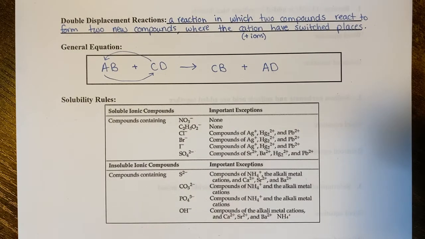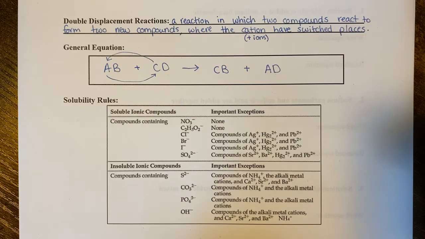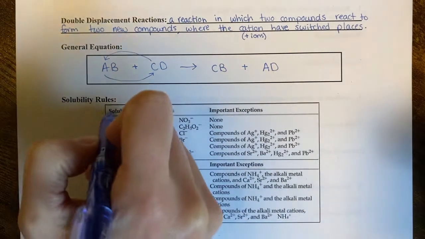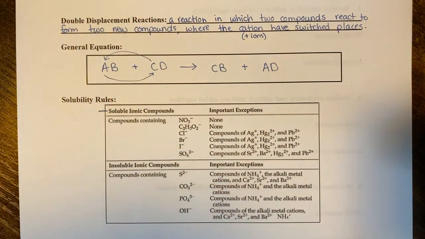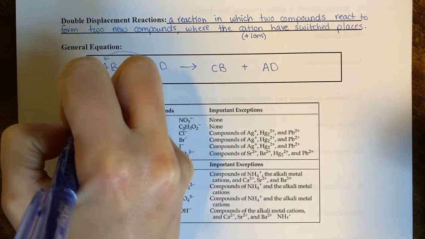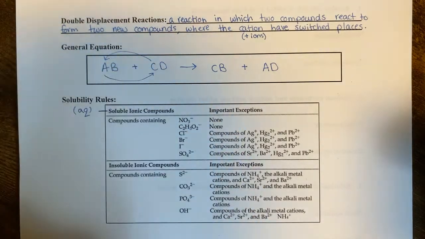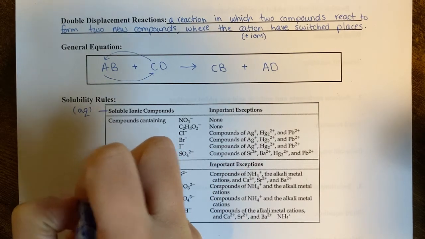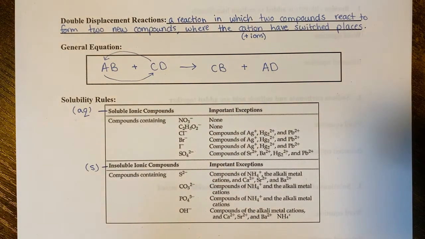So you'll see this table we have on the back of your periodic table, and I'm going to show you how to use it to determine the solubility, or whether your compound is going to be aqueous, so soluble, or solid, insoluble. So here the word soluble means that it's aqueous, it dissolves in water. Insoluble means that it does not dissolve in water, and it would be a solid.